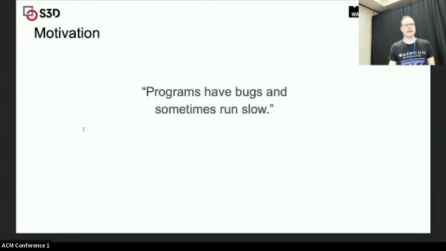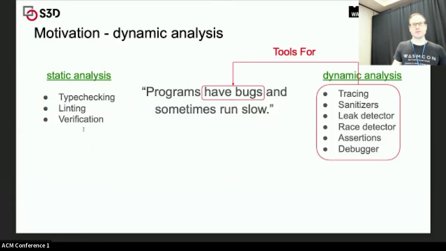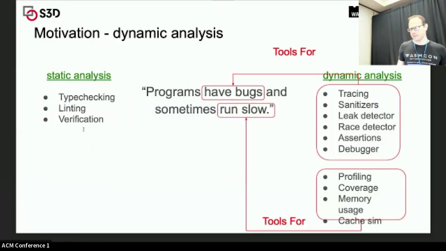So the motivation, as I said in my lightning talk, is that programs have bugs and sometimes run slow. For bugs, there are a few static analysis techniques that we can apply, like type checking, linting, and verification. But there are many more dynamic analysis techniques that we can apply, such as tracing, sanitizers, leak detectors, race detectors, and so on. And for the last part, we definitely need dynamic tools. So we need profiling and coverage, memory analysis, cache simulators, and so on.